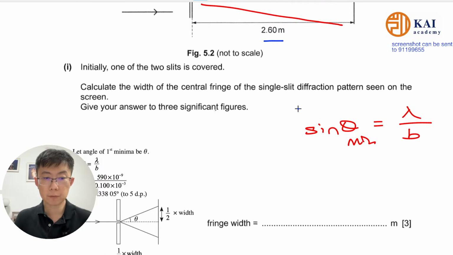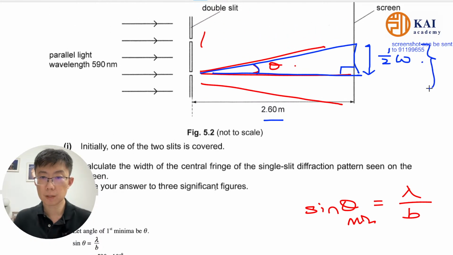So we now have a total width of 0.0307 meters. So that's from here to here.